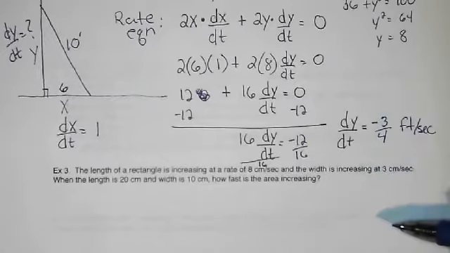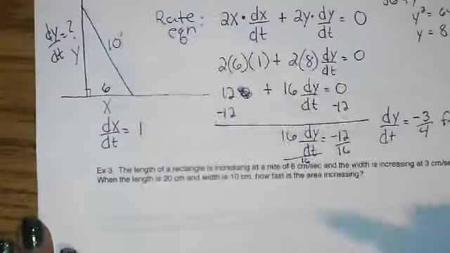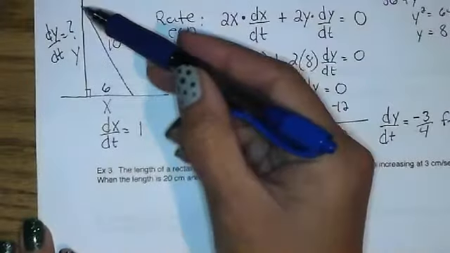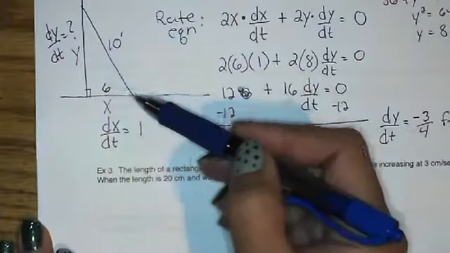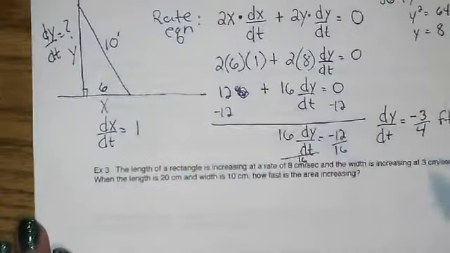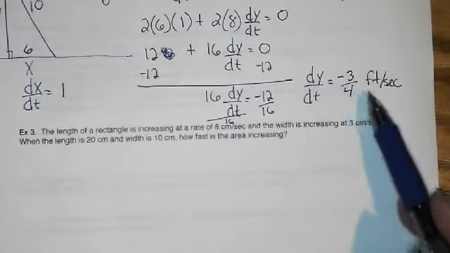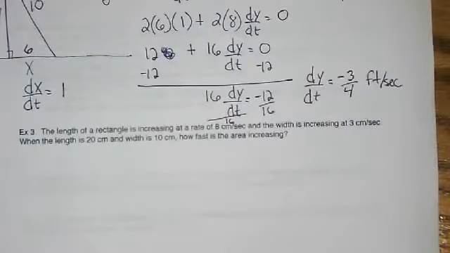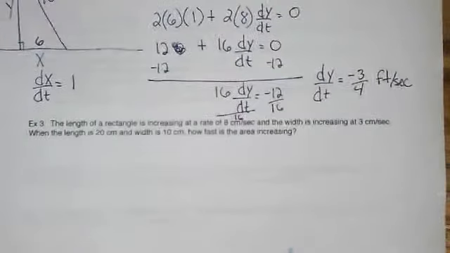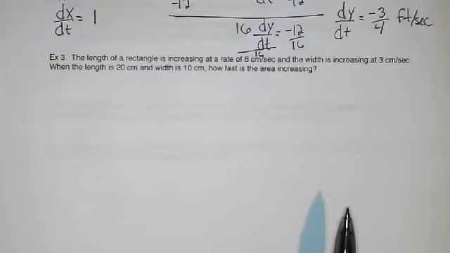And let's take a look. Remember why this is coming up negative? Remember, if the derivative is negative, that means the original value is decreasing. And that makes sense of the problem because the y value, the y side of my triangle, is shrinking as the bottom of the ladder gets pulled out. So it's dropping at 3/4 of a foot per second when x is 6.